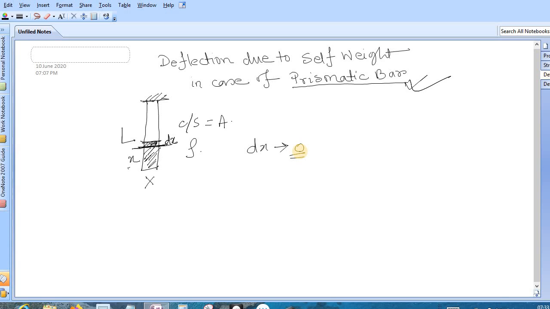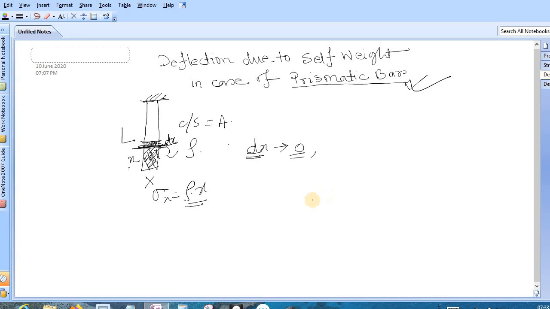Okay, so we can say here that no extra load is acting, only the load due to this region is acting on this length dx. So what is the stress acting here on this dx or in this cross section? You have already learned this: sigma x is equal to rho x.